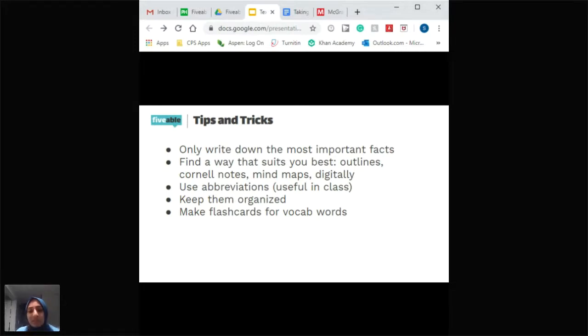And then I would say use abbreviations. This is very useful, especially in class, because in class, your teacher is going to be lecturing a lot, and your teacher might go through the information fast, and you might not have time to write down every single thing that your teacher says.